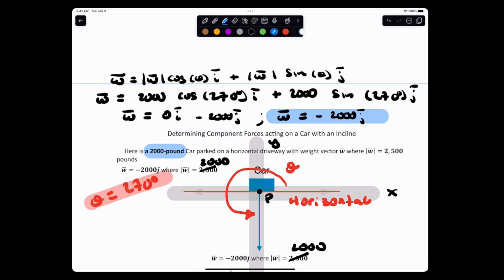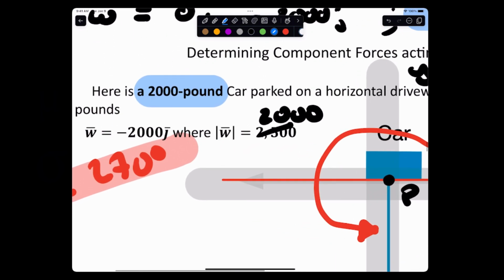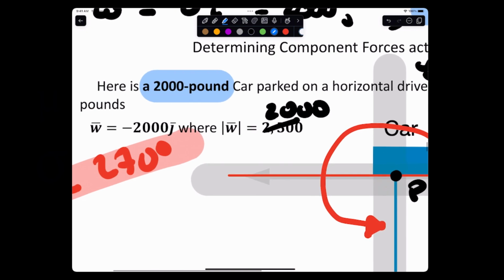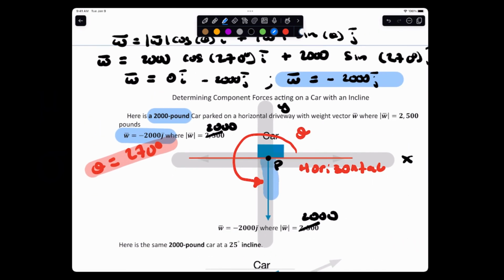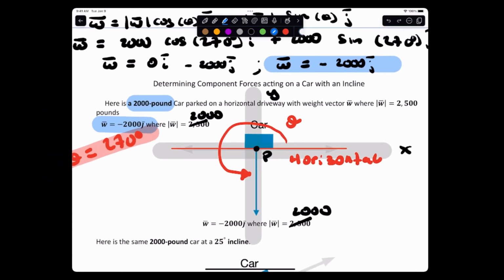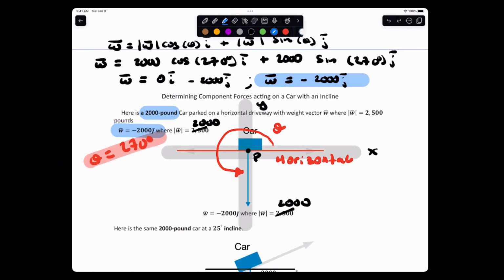So what I did here is I summarized all of this information to say to you guys that the weight vector in blue now is minus 2000J. If you were to graph this, the graph goes right here. There's that weight vector in blue, okay? You can see that there. And that's happening on a horizontal what? Ground. A car on horizontal ground. Okay, you guys with me on that? All right, there's the deal.